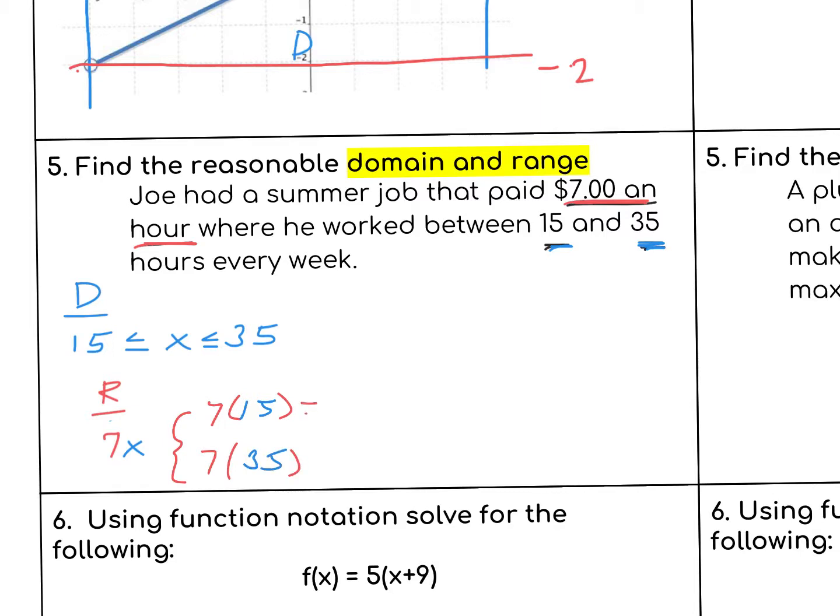So that's going to give him a minimum of $105 if he works 15 hours. Or if he maxes out to 35, he can earn $245. So again, this is his low end, this is his high end. And how do we write that in mathematical notation? We write it as 105 is less than or equal to the amount of money y that he can earn, but is no greater than, but can be equal to $245.